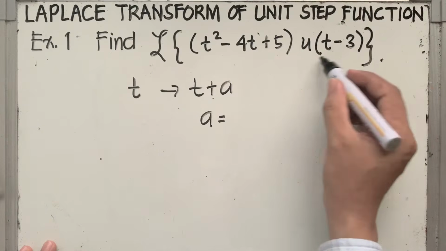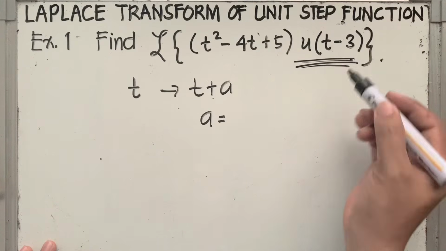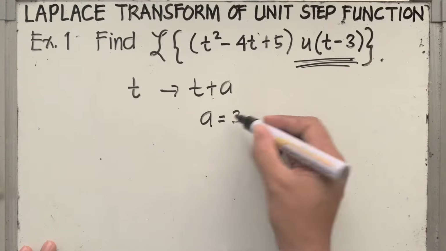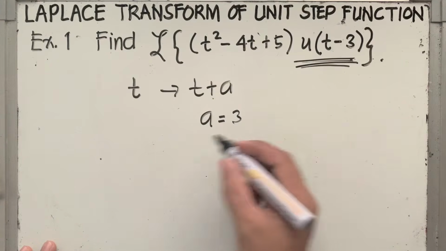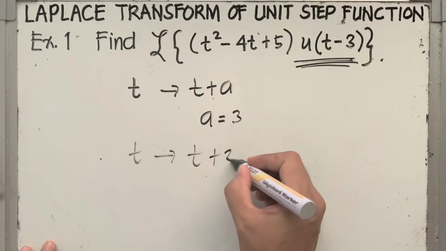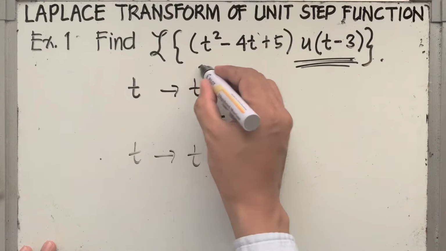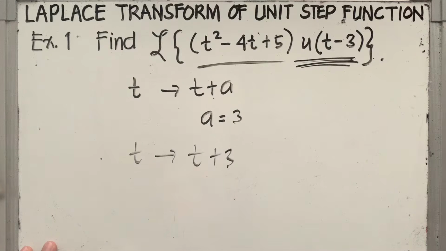So ang silbi lang ng u of t minus 3 dyan is for us to be able to determine kung ano yung value ng a, which is 3. So we will replace t by t plus 3 in function f only. Okay? So yung na-underline ko.